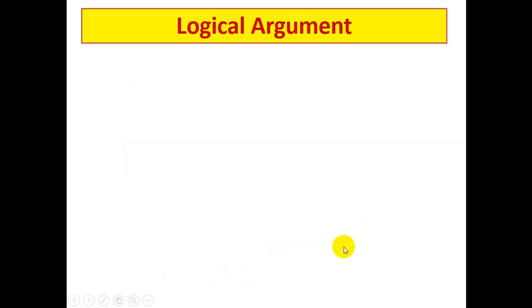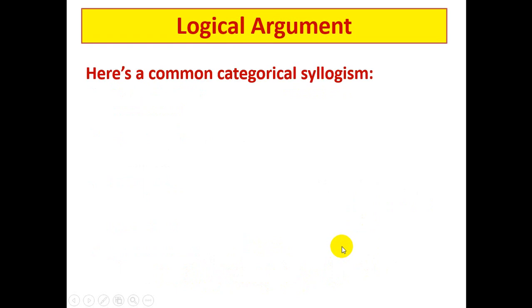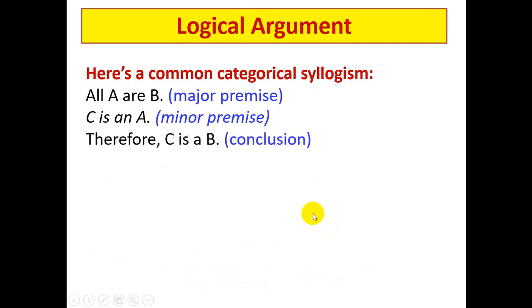supported by premises. In case of the logical argument, let's have a common categorical syllogism. This is when we say all A are B, this is called major premise, مقدمة كبرى. C is an A, this is called minor premise or مقدمة صغرى. Therefore, لذلك أو نقدر نستنتج C is a B. This is a conclusion. All of these three components comprise the argument, and this is called the logical argument.